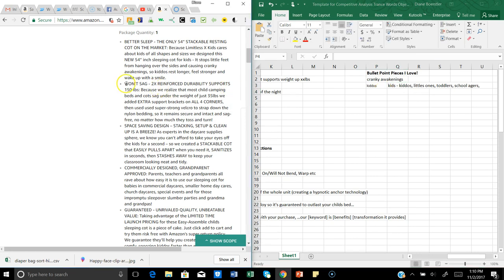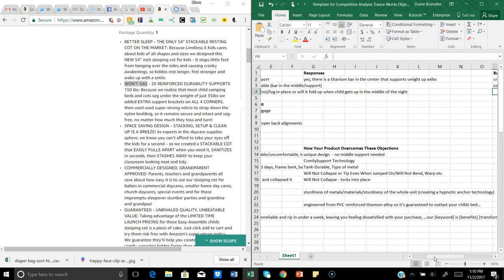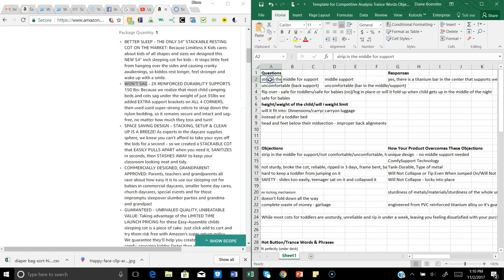Let's see here. Won't sag. We saw the word sag a lot when we were looking at specific competitors. This is for a daycare. These are made for daycare. If you think about this, the reason people are mad about this bar in the middle is because it doesn't support them. So the kids don't get enough support, and they fall into that bar. So we talked about reinforced durability and how much it supports, right? Everybody was asking, wait.